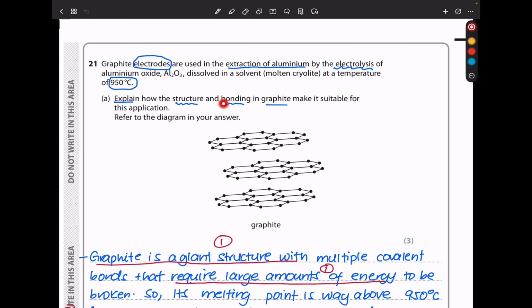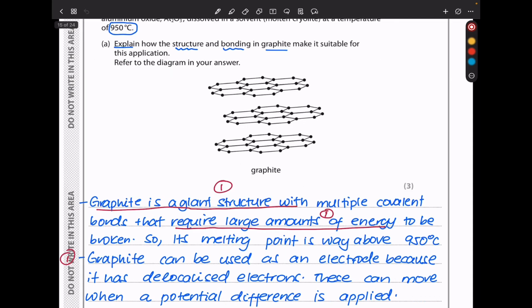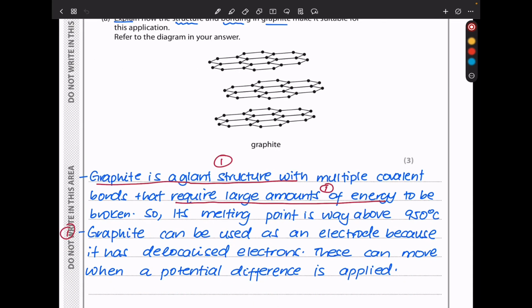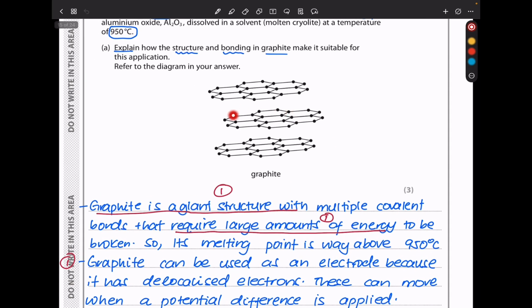Explain how the structure and bonding in graphite make it suitable for this application. They want you to refer to the diagram. This is the structure of graphite. So graphite has a giant structure. It's arranged in layers. However, in graphite, each carbon atom is bonded to 3 other carbon atoms, meaning there is an extra electron, so conduction of electricity can be attained.